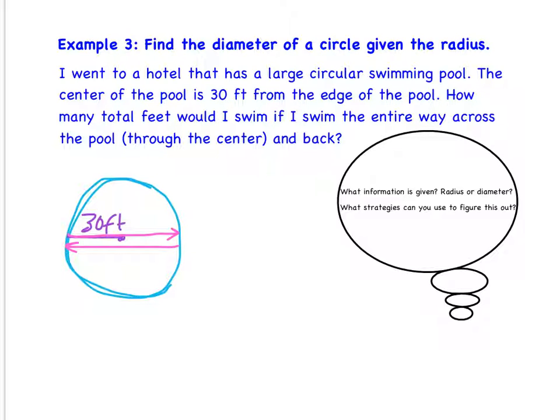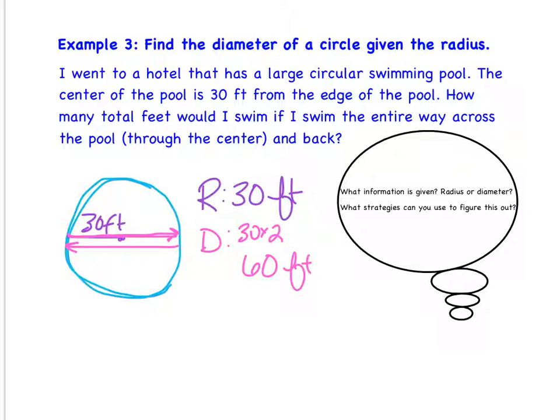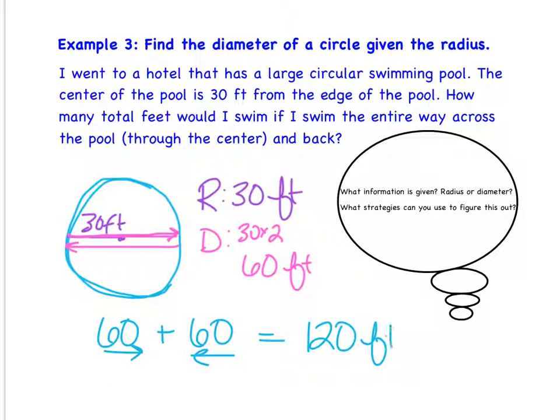So if we think about this, our radius is 30 feet. If I go all the way across the pool, I know that's actually a diameter. So if I take 30 times 2, I get my diameter. Across the pool is 60 feet. But I have to swim all the way back as well. So if I go 60 feet there and 60 feet back, all in all, I would swim 120 feet. And that's my answer.